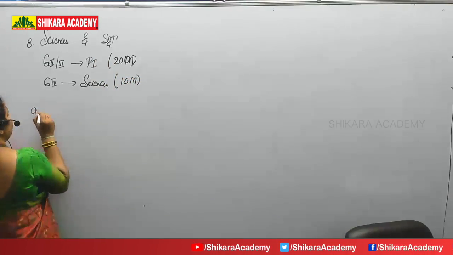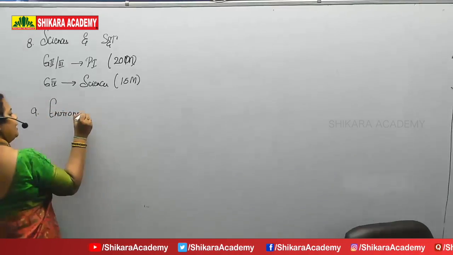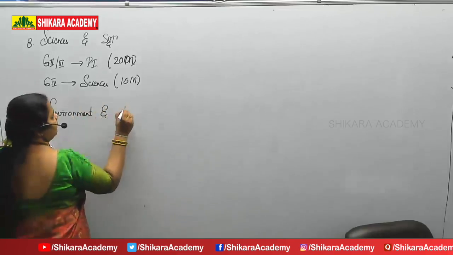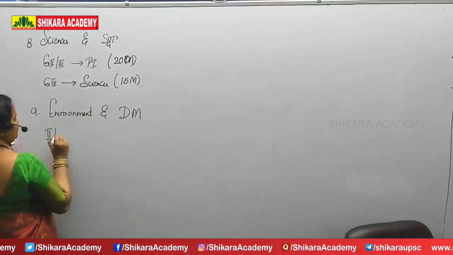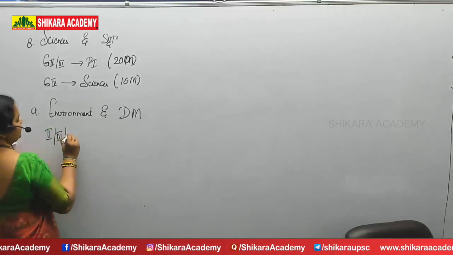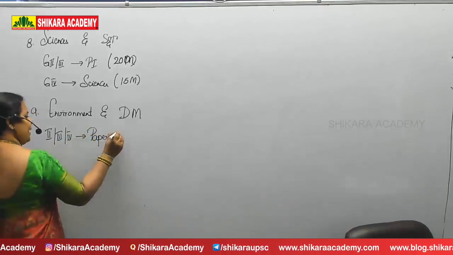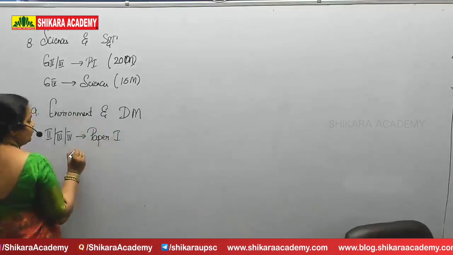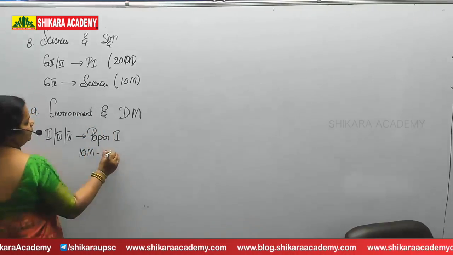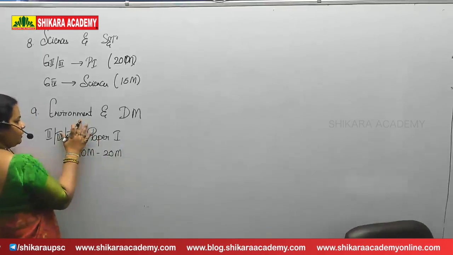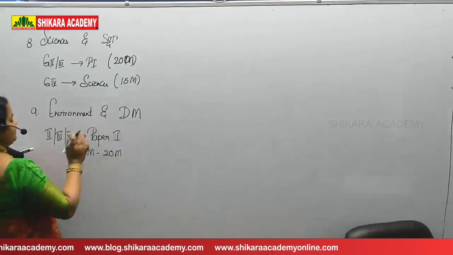Now, the 9th area is environment and disaster management. In all 3, Group 2, 3, 4, this is mentioned in paper 1. And these 2 areas combined, you can expect anywhere between 10 to 20 marks. Very, very important, contemporarily relevant, and you'll have more current affairs from these areas.